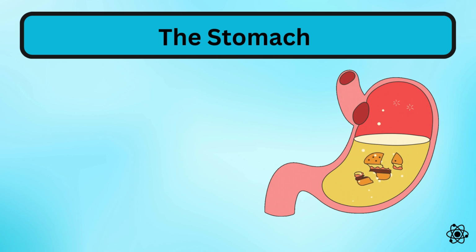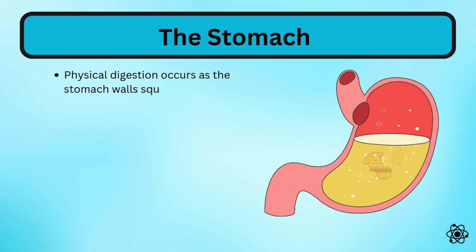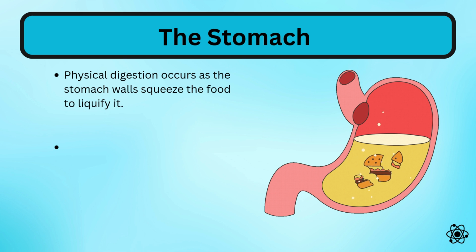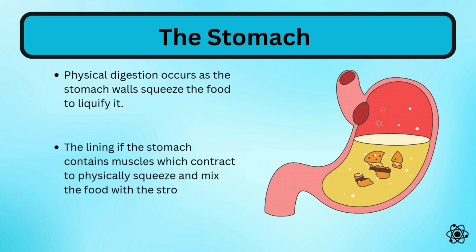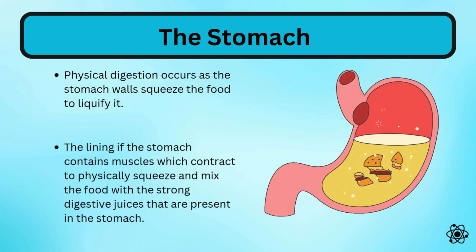Physical digestion takes place in the stomach as well. Physical digestion occurs as the stomach walls squeeze the food to liquefy it. The lining of the stomach contains muscle which contracts to physically squeeze and mix the food with the strong digestive juices that are present in the stomach.